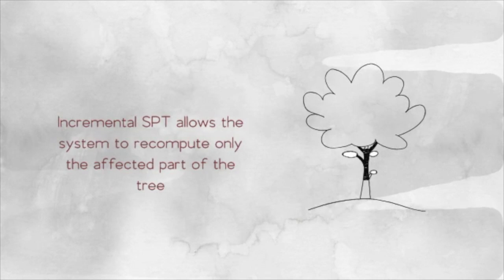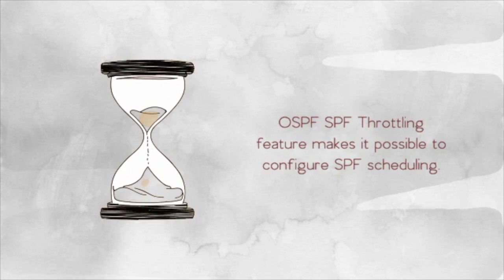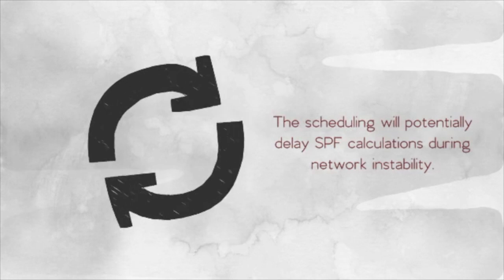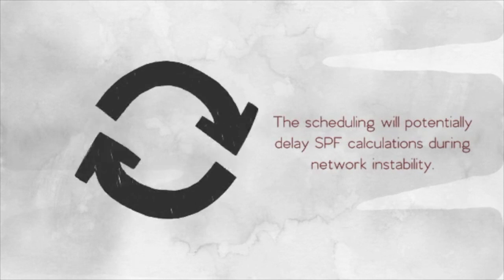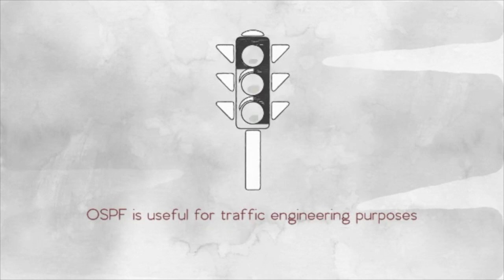Impact on society. Incremental SPT allows the system to recompute only the affected part of the tree. Partial recomputation results in faster OSPF convergence and saves CPU resources. The OSPF shortest path first throttling feature makes it possible to configure SPF scheduling in millisecond intervals and to potentially delay SPF calculations during network instability.